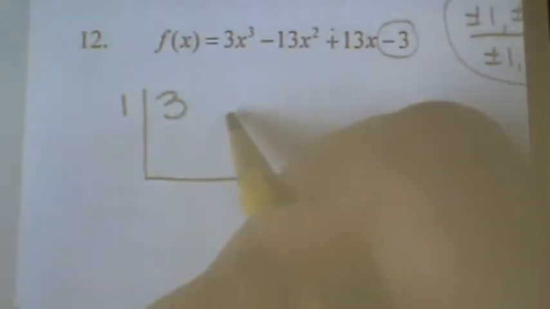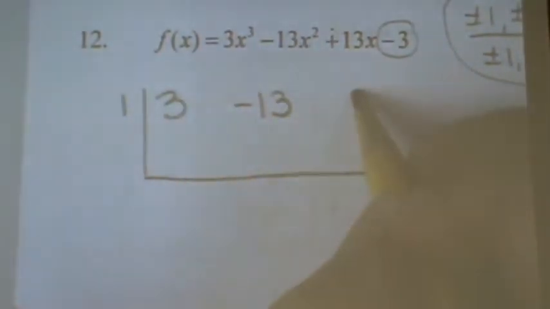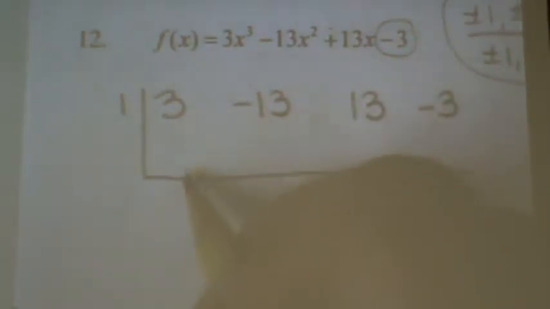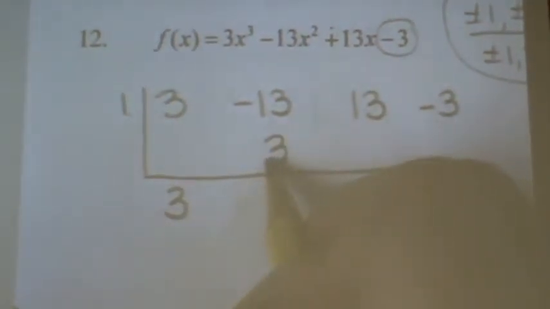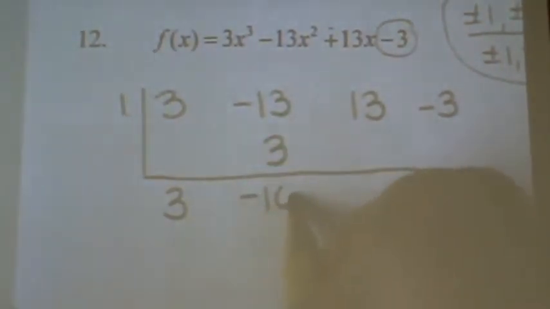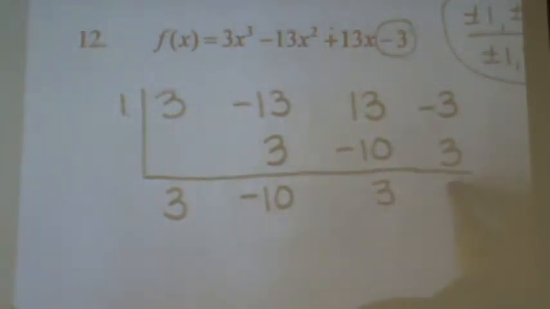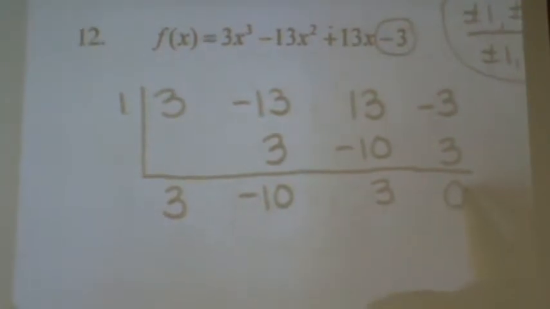So 3, -13, 13, and -3. How do you do synthetic division? You bring down the 3. 1 times 3 is 3. You're going to add. You're going to multiply. You're going to add. You're going to multiply, and you're going to get your first 0. That is an answer. You transfer this number right here. That's one of your answers.